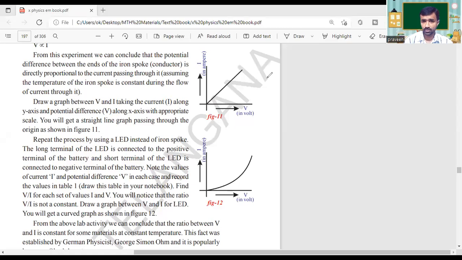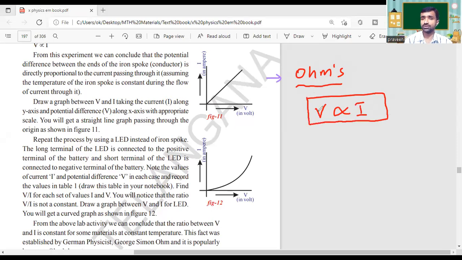Ohm's law, right? We verified Ohm's law. What is Ohm's law here? It tells us simply that voltage is proportional to current. That means an increase in the voltage automatically increases the current through a conductor. Here it is applicable only for metals. So this is a limitation. Metals are called ohmic conductors.